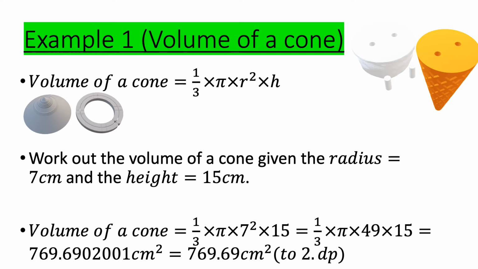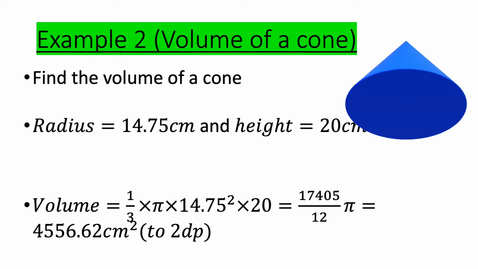769.69020001 centimeters, which is 769.69 to 2 decimal places. Sorry, it should be cubed there, not squared. Surface area is squared, but volume is cubed. Apologies about that. So 769.69 centimeters cubed.